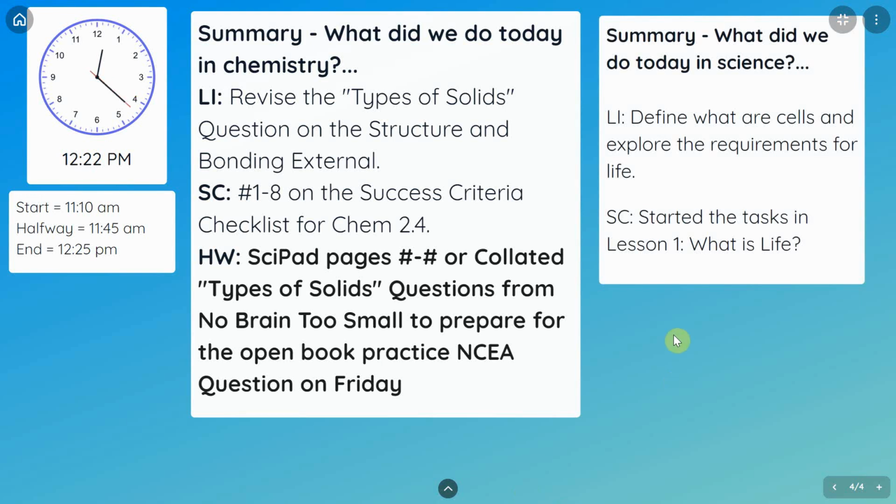Cool. I didn't write the question numbers there. All right. Main thing to keep in mind is Friday we will be doing a practice question on types of solids. So do some study and revision for that.